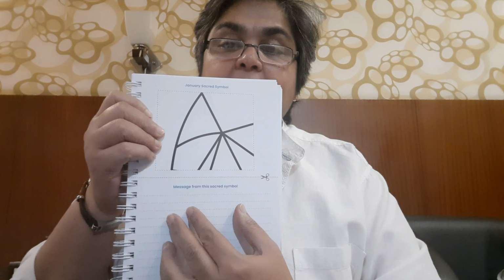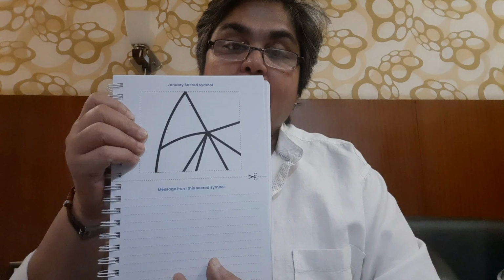You don't have to cut it out. If you're going to be somebody who would like to carry the jotter around with you often, then let it be in the book, right? And what we've done is, again, the symbol can give you messages in its own way. So if you start receiving something, you can make a note of it over here. All right. So that is about how to use the sacred symbol.